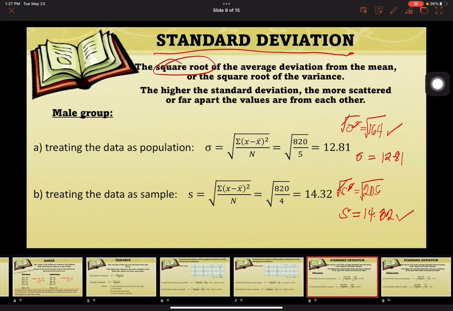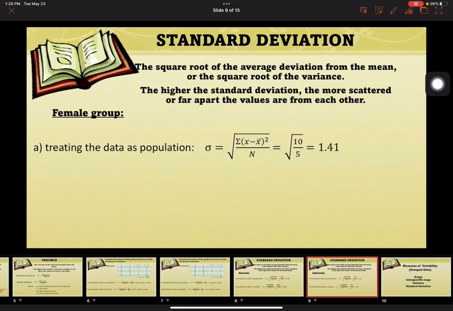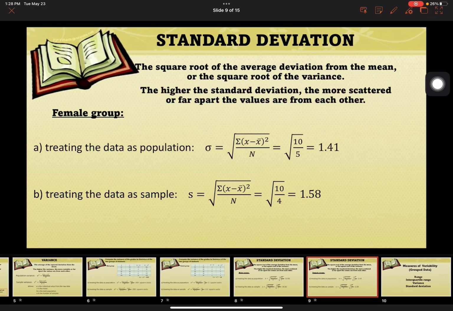Okay, so pag na-solve mo na si variance, madali nang isolve yung standard deviation, kasi kukunin mo lang yung square root. So, ganun lang kadali kapag standard deviation. Now, how about for the female group? Sa female group, ito yung answer.